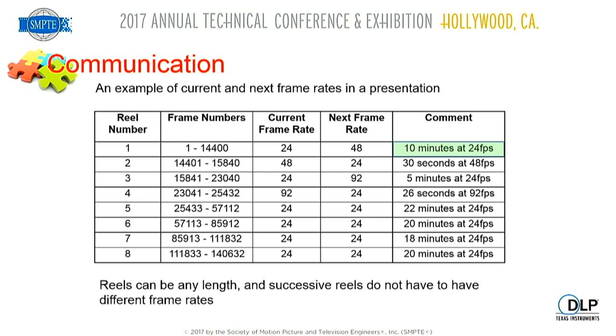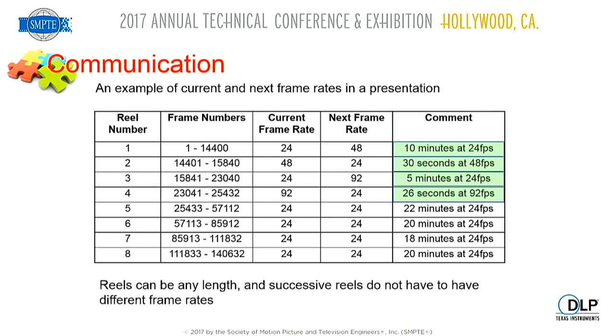The second reel might only be 30 seconds. So you might only have a 30 second portion that needs to be running at 48. Then you might go back to 24 for another 5 minutes. Then you might go to 92 for 26 seconds. Then you might go the rest of the movie all at 24.